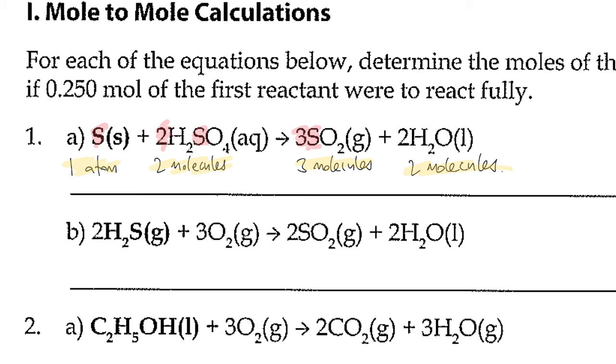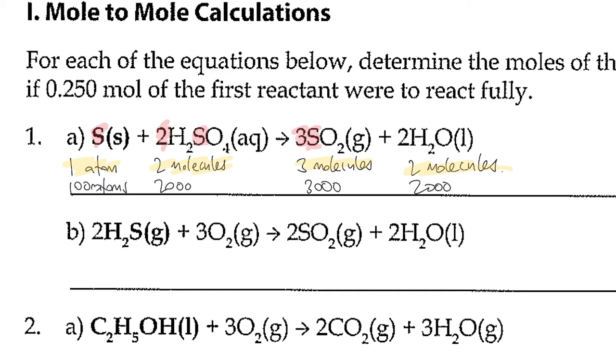This can be extended further on. If, say, I had 10 atoms of this, how many molecules of H2SO4 would I need? How many? 20. I would need 20 of those. I would produce 30 of these, and I would make 20 of those. Happy with that idea that whatever works for an atom will work for 10 atoms? It will be the same for 100 atoms, right? It'll be the same for 1,000 atoms. The process is still the same, right?